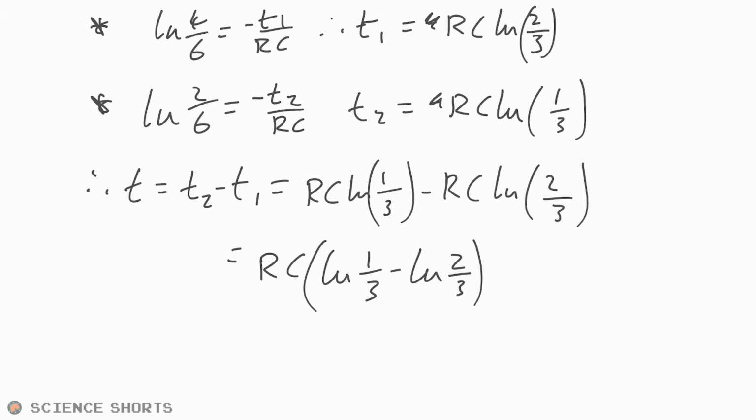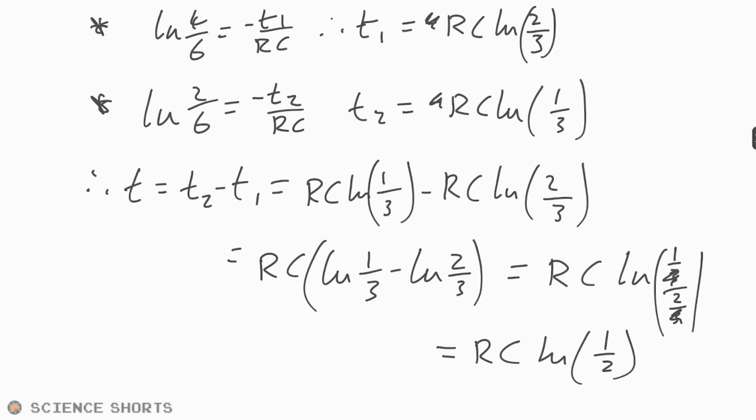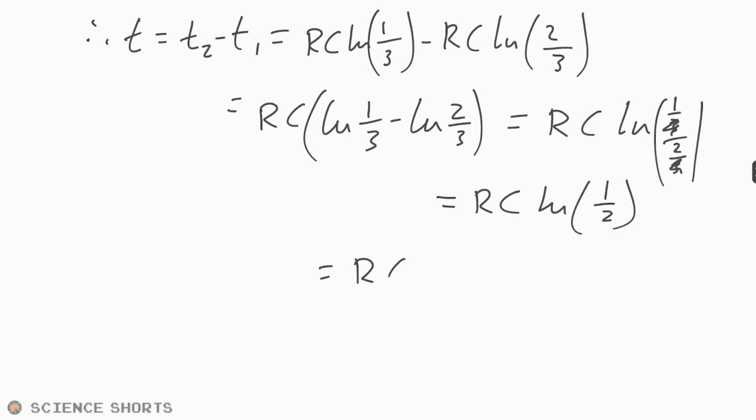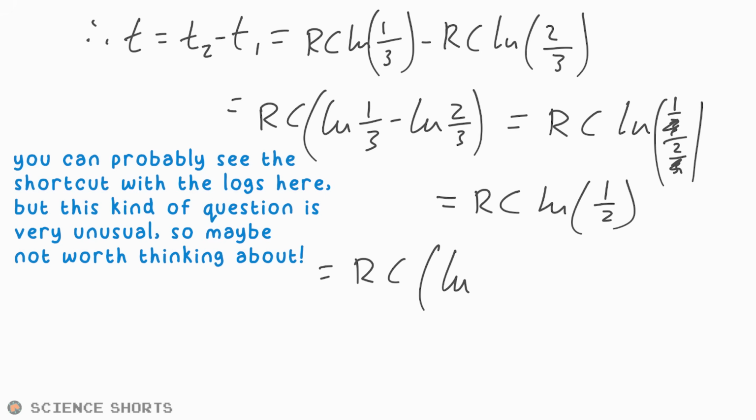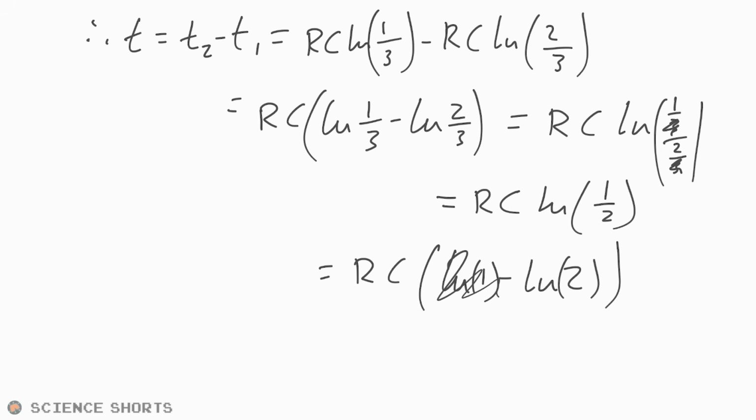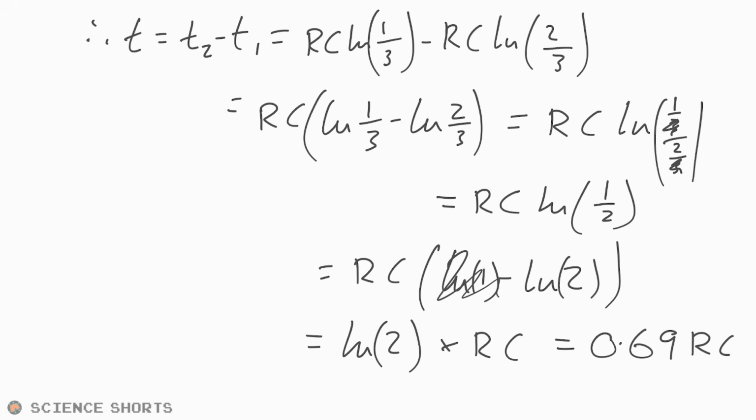And using your log identities, we know that that is going to end up being RC times the log of 1/3 over 2/3. So essentially, cancelling those, it ends up being RC times the log of 1/2. And again, using our log identities, that's going to be equal to log of 1 take away log of 2. Log of 1 is 0, so that just disappears. So it just ends up being log 2 times RC. And that gives us 0.69 RC. So that's how we properly do that question.